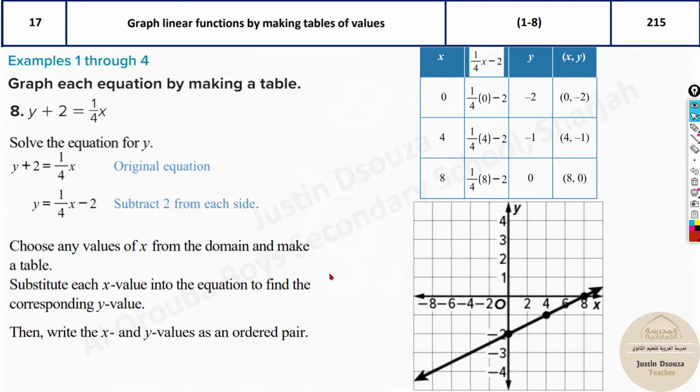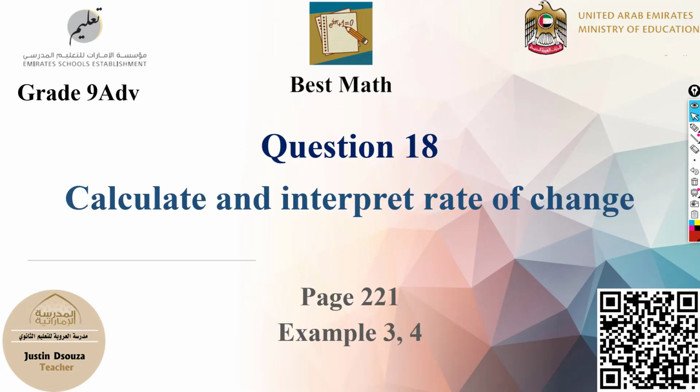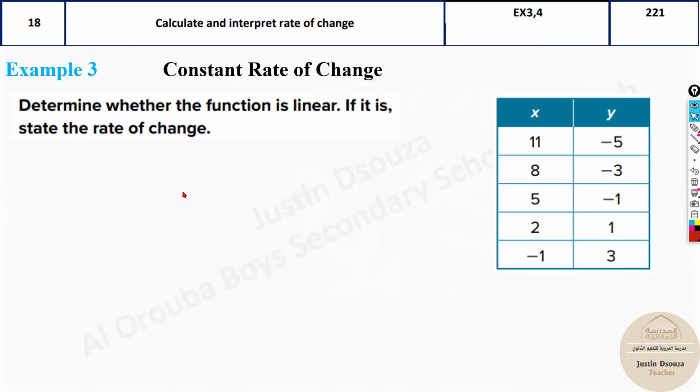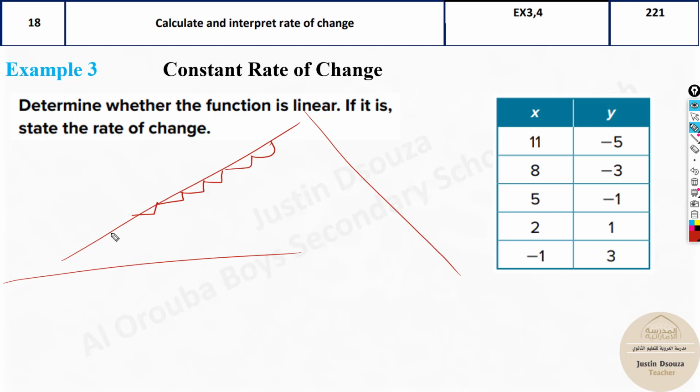Just basic details. The 18th question is about calculating and interpreting rate of change. Here, we have been asked to find whether this is a linear function or not. You have been given a table of values. So what is a linear function? A linear function is something like this or like this, where the slope is the same between any 2 points. If you take any 2 points, any x value, say from this to this, the slope over here and the same distance over here, the slope must be the same.